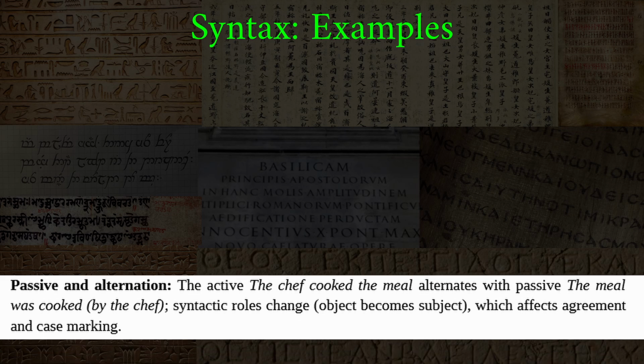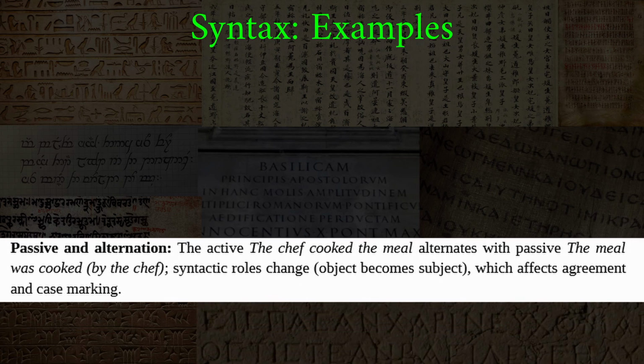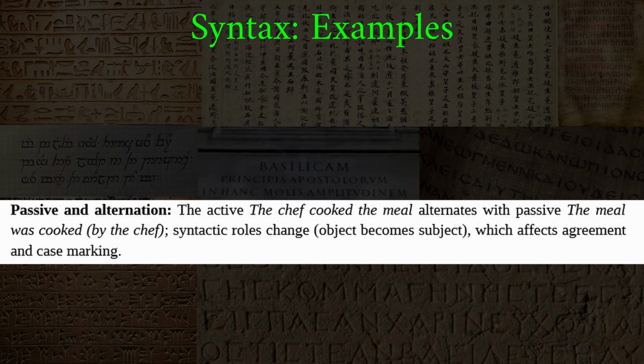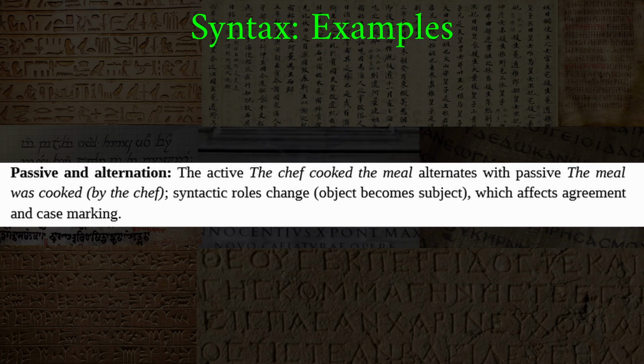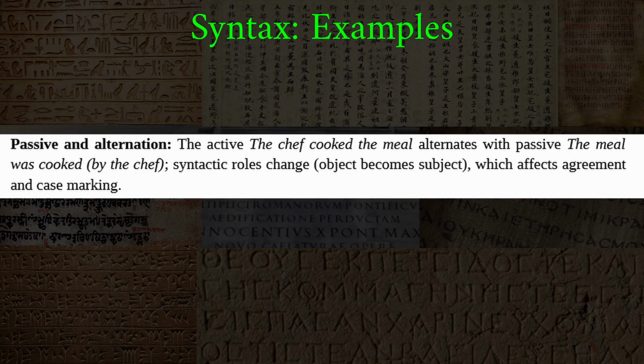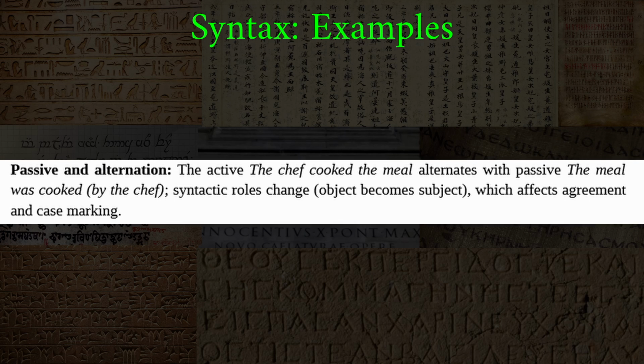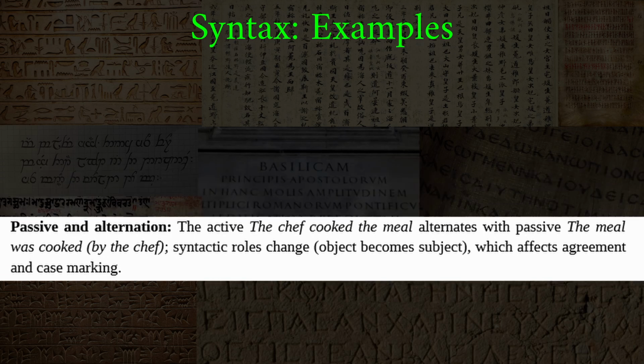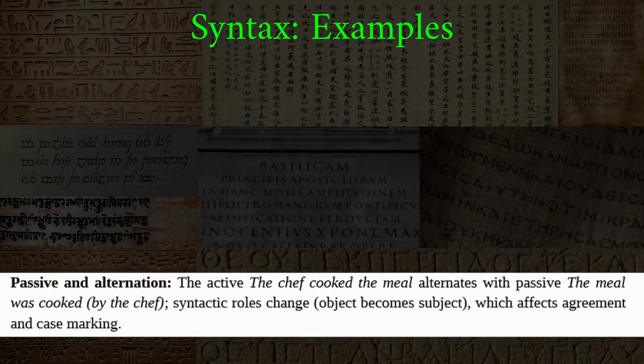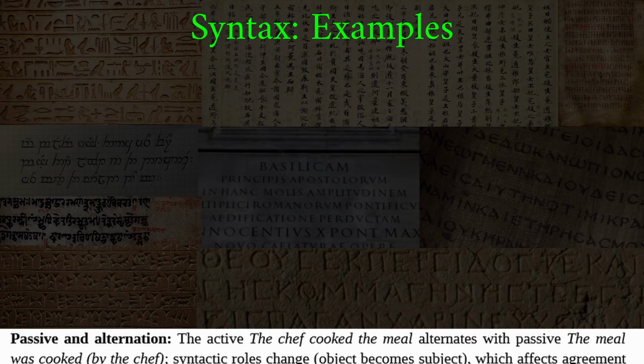Anyway, next, the passive and alternation. Now, the active, the chef cooked the meal, alternates with the passive, the meal was cooked by the chef. The by-phrase, the so-called by-agent, is not always necessary. So, syntactic roles change. Object becomes subject, which affects agreement and case marking. Not so much in English though. There is not much case marking left, is there?